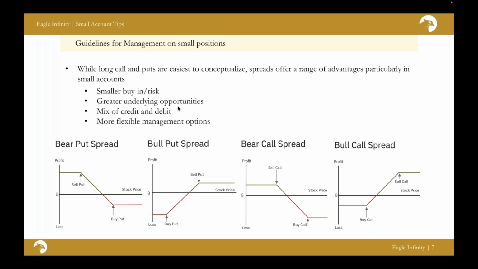Greater underlying opportunities just has to do with, if there's certain expensive stocks that you couldn't trade the single legs with because of your account size, you can now trade them with a spread. I mean, the best examples were Tesla and Amazon before they split, but now they're a lot cheaper. So SPY is one of the most expensive underlyings I can think of now. And then lastly, they're more flexible when managing options. That's what I touched on a few slides ago.